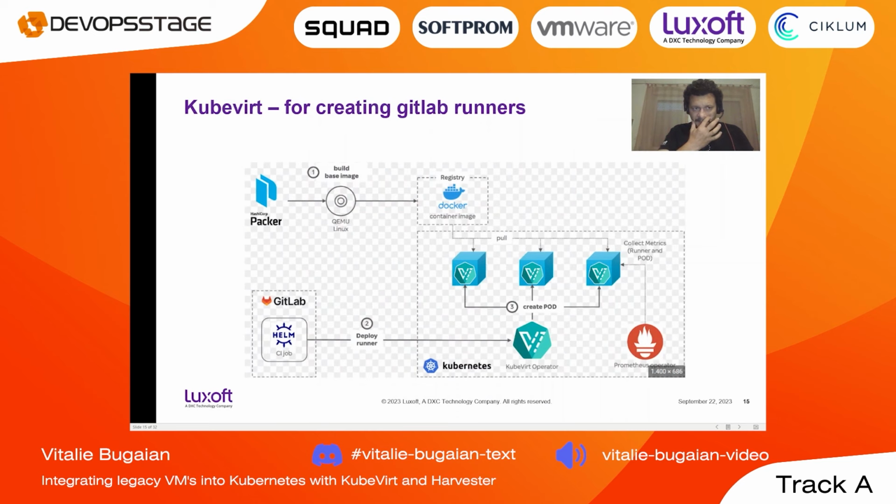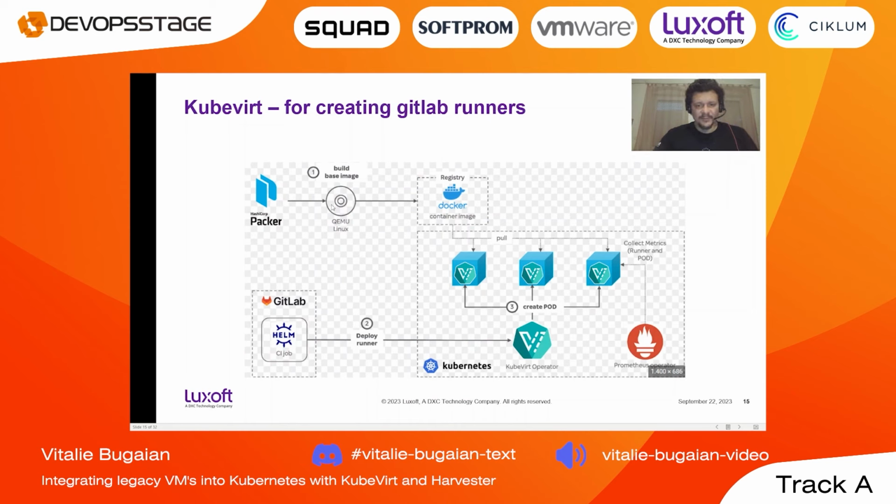For Harvester, there is a nice GUI that helps speed up that process. It's a bit simpler. A use case for KubeVirt would be to use it as a GitLab runner or as a Jenkins agent. It's very similar: you build an image as I showed before.